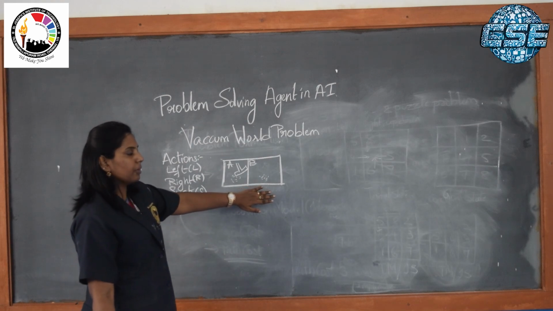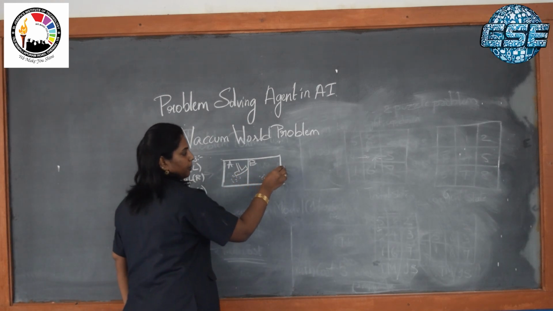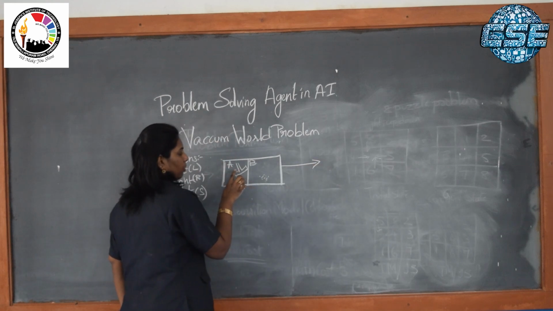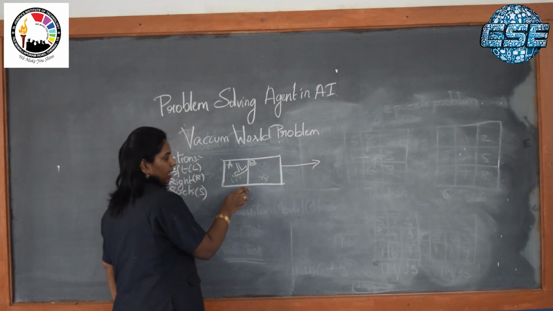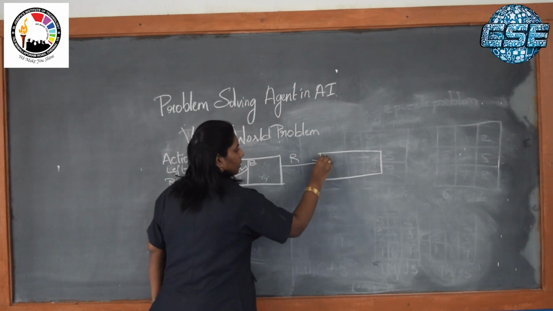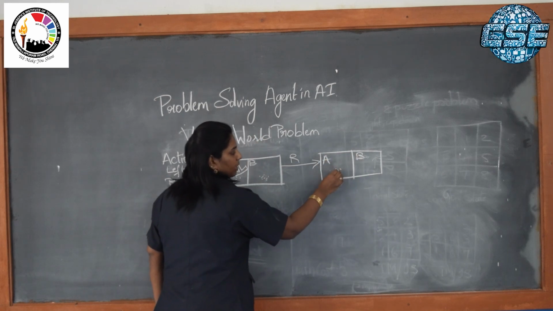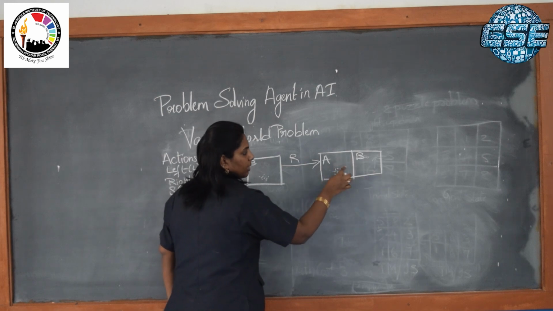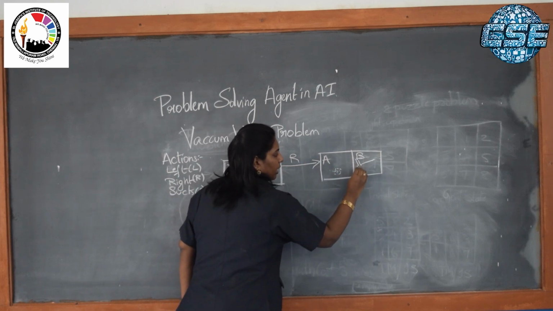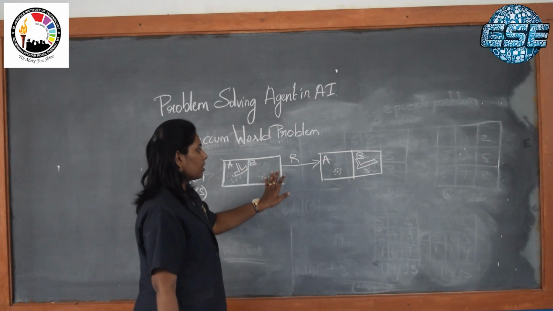Initially, in the first case, I am moving the vacuum to the right. From this initial state, I am moving the vacuum to the right, but I am not taking the dirt from A, I am only moving the vacuum to the right. But I have dust inside B as well. So the first action is right.